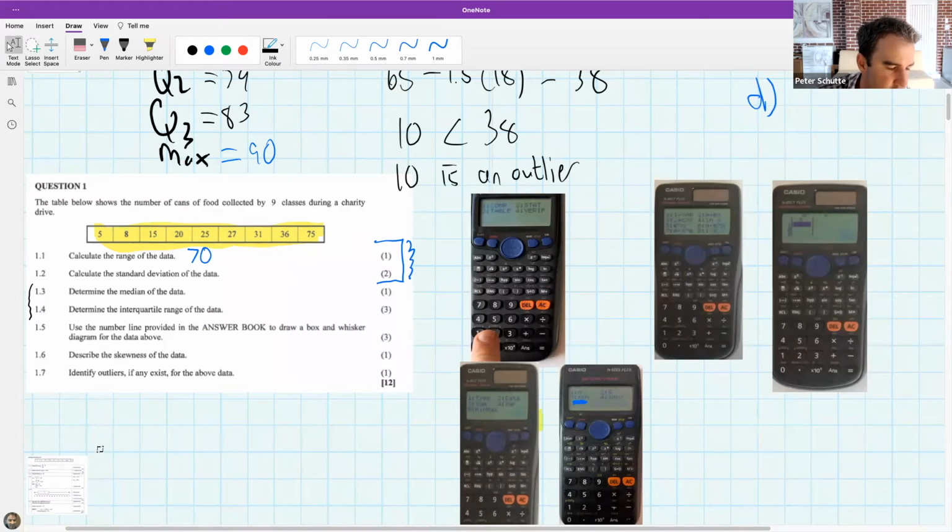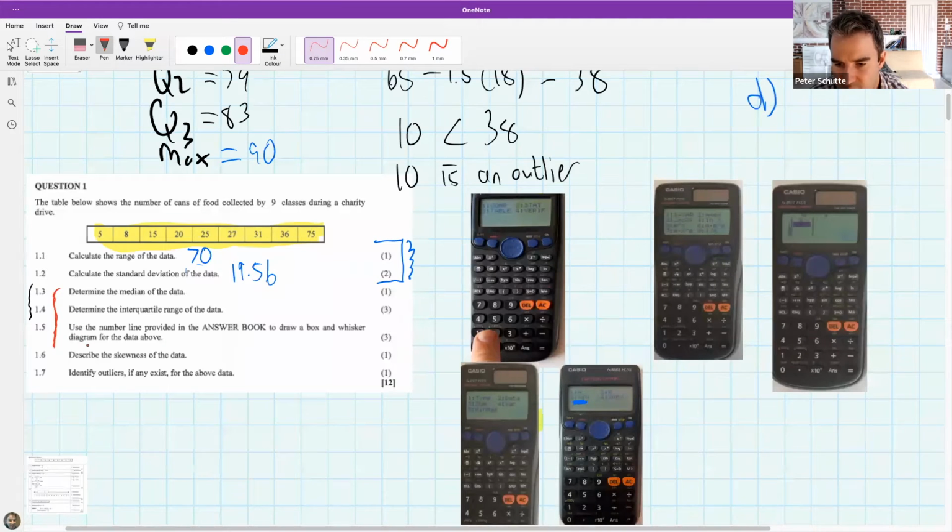Let's do a quick little cheat and look at my answer here. So we should be getting 19.56 for my standard deviation over here. Okay, so if you're struggling with that, let me know. But for the rest of us, can we move on to question 1.3 and 1.4 then? I want us to do question 1.3, 1.4, and then draw another box and whisker plot like we did in the previous question.